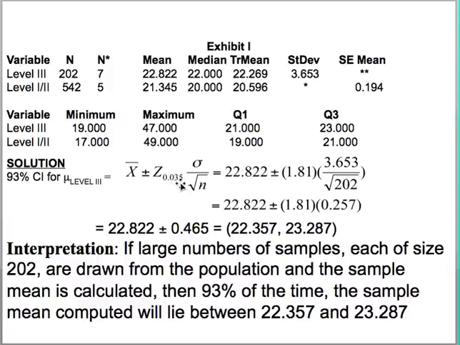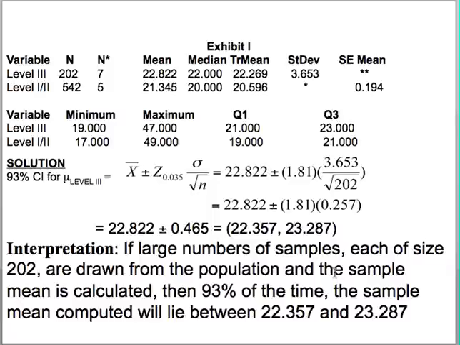You will go to the table, in the body of the tables where the probability values are, to find the corresponding Z value, and it would be 1.81. The mean values are given in the exhibit, and the standard deviation is also given in the exhibit, and the size n is given in the exhibit. Plug those values in. Now the interpretation.